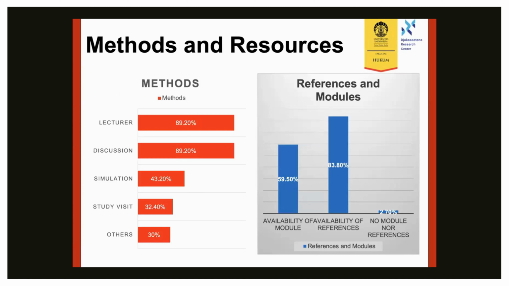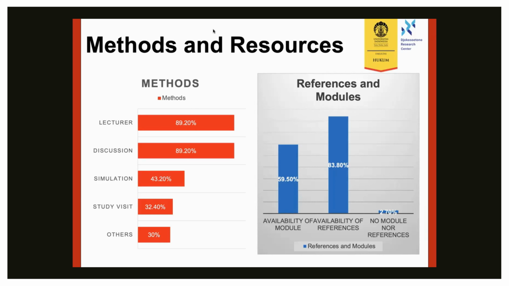In 2019, most of the time we had lectures, combined with discussions and simulations. We also have study visits. Usually we go to the prison because we have a good relationship with the Ministry of Law and Human Rights. Others can be role play, group discussion, or group work. But then again, we have to deal with 700 students, usually divided into 5 or 6 classes. Sometimes we don't have any place to accommodate them, so we have to be strategic, like morning, afternoon, evening. So it's a bit complicated.